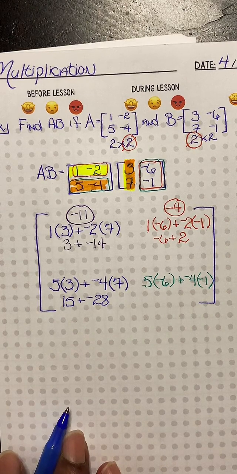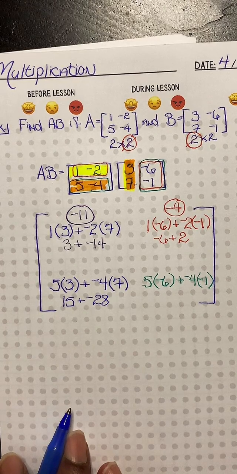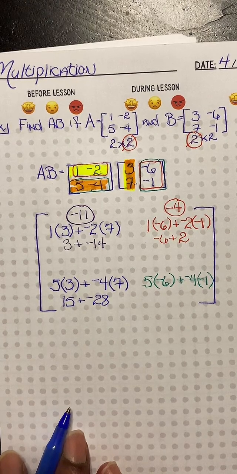Oh, all Z taters, negative times negative is always going to give you a positive. When you're multiplying and dividing, when the signs are the same, your answer will always be positive.